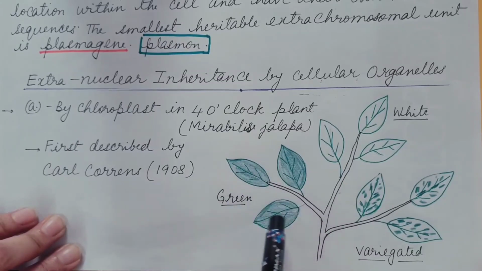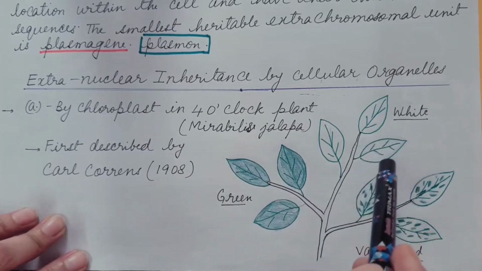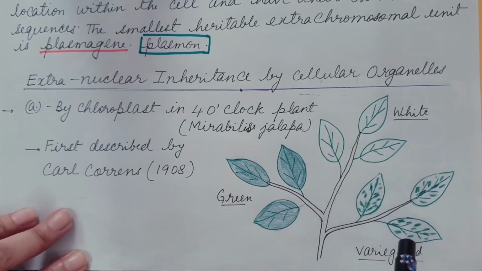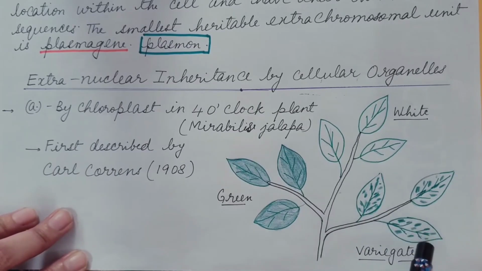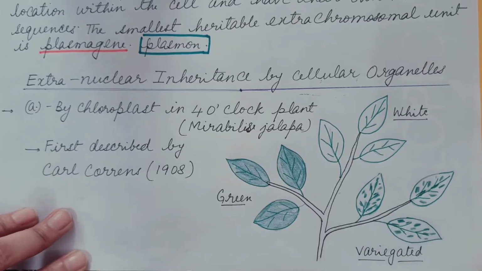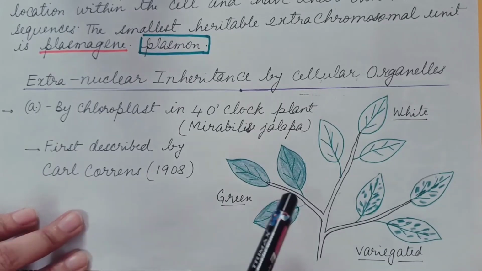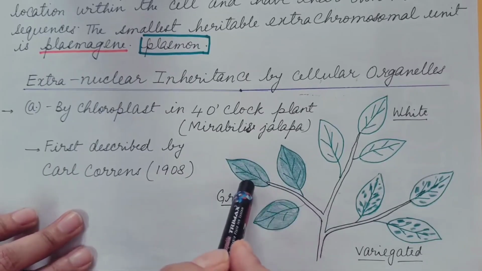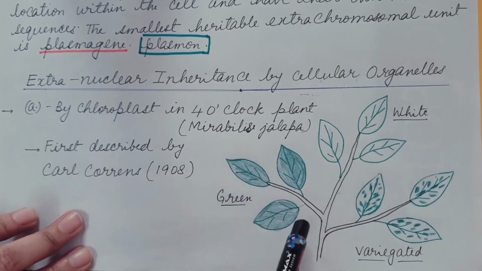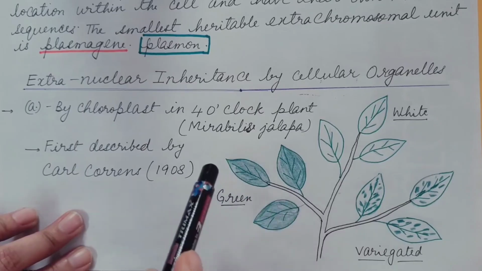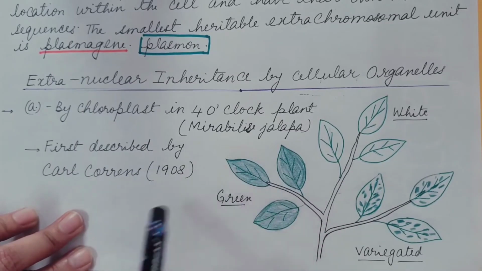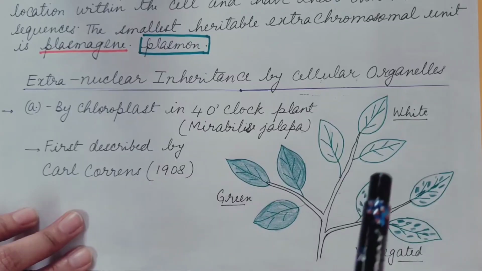In some branches only green leaves are present. In some branches white leaves are present, and in some branches variegated leaves are present, which show both green and white patches, or a mosaic of both the green and white. So what he showed is that the seeds obtained from the green branch give green progeny, irrespective of whether it is pollinated by pollen coming from a white branch, green branch or variegated branch.